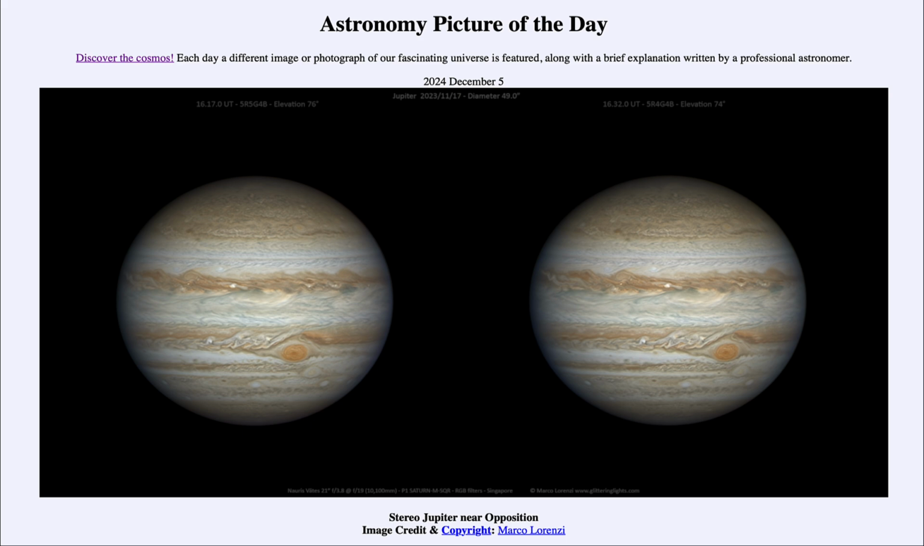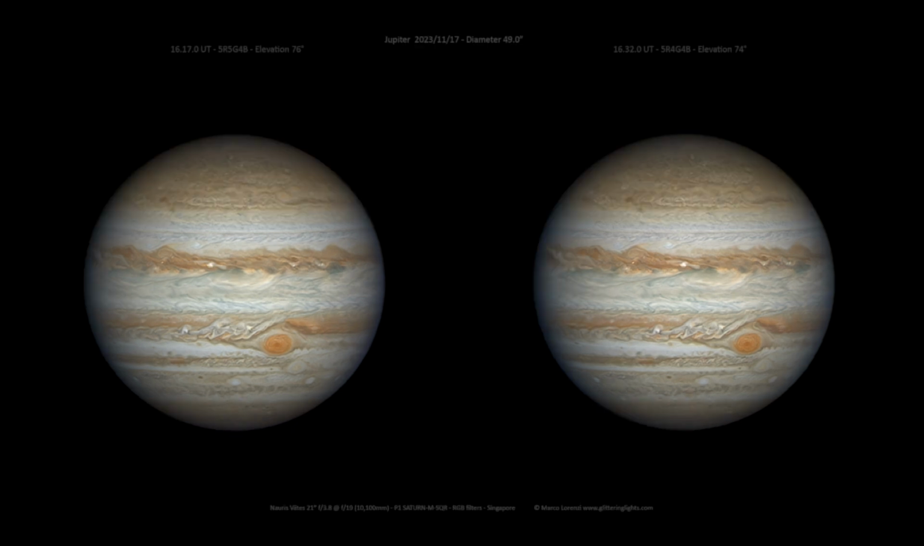Today's picture for December 5th of 2024 is titled Stereo Jupiter Near Opposition. So what do we see here? Well, here we see two images of Jupiter, and these are taken here from Earth about a year ago. And that would have been back in November of last year. And that was when Jupiter was at opposition.